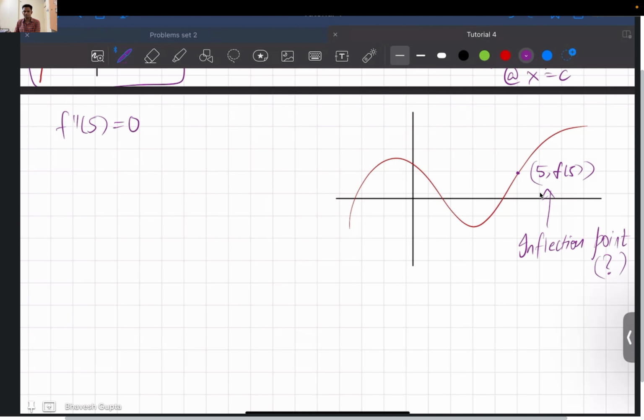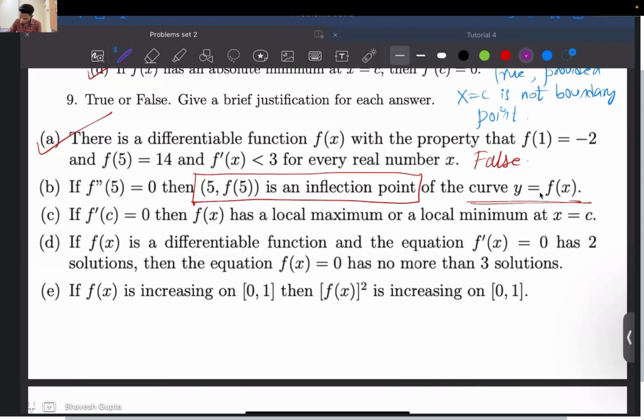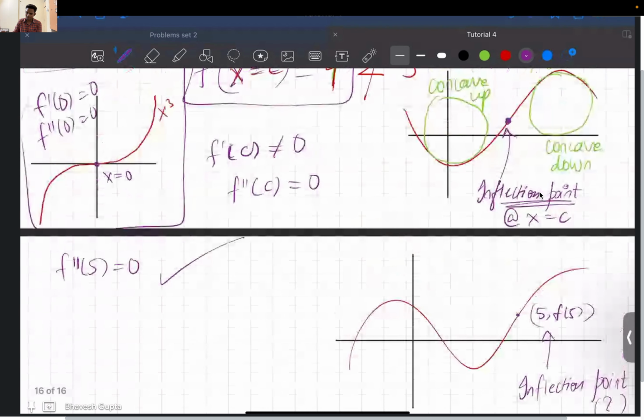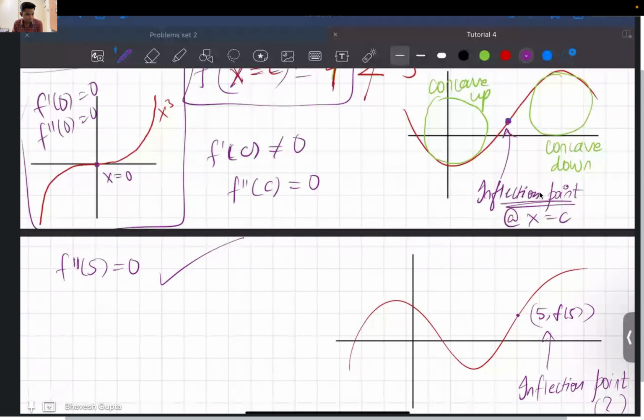That is the question mark. Nothing, they have given me the second derivative is 0. So yeah, it is 0. That's true. That's an inflection point because it satisfies all my definitions of the inflection which I have discussed so far.